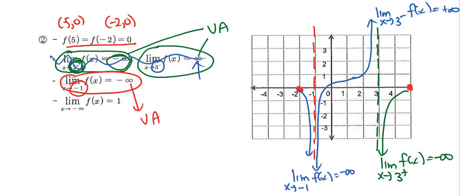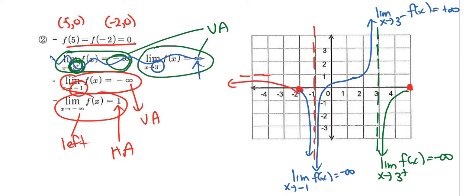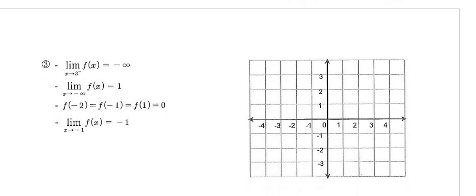And finally, the last step is this piece right here. If I go forever to the left, I level off at a height of 1, so that's my horizontal asymptote. So here's 1. Yeah, this one's pretty easy. It just goes like that, and then you're done. Okay, so that's question number 2 done. Let's go on to question number 3 and finish these questions.